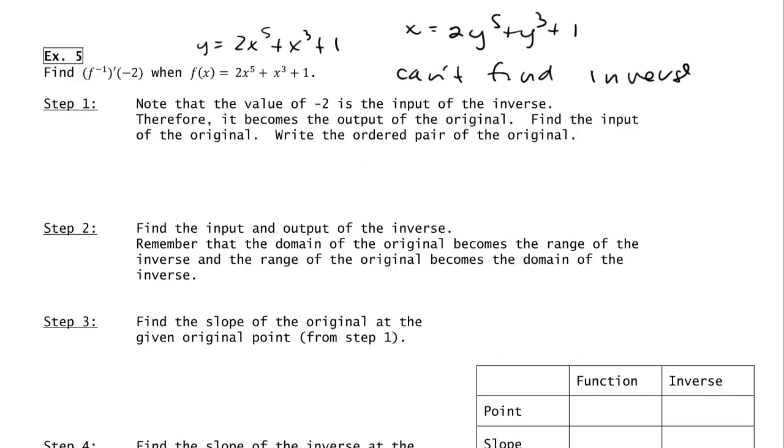They ask you up here for the derivative of the inverse when x is negative 2. So in the inverse, x is negative 2. So I'm going to come to the inverse, and x is negative 2. But if negative 2 is the input of the inverse, it's the output of the function. I'm doing this because I do have access to the function. The function is right here. So I'm going to let negative 2 be the output of the function. I'm going to bring the negative 2 to the other side.